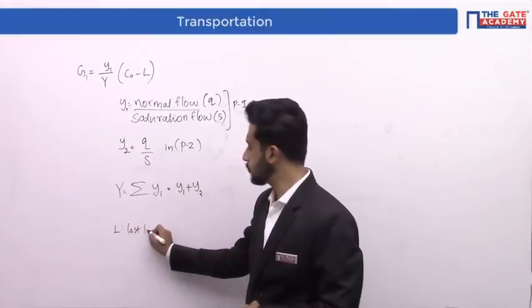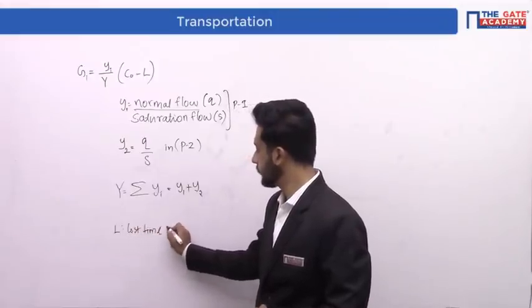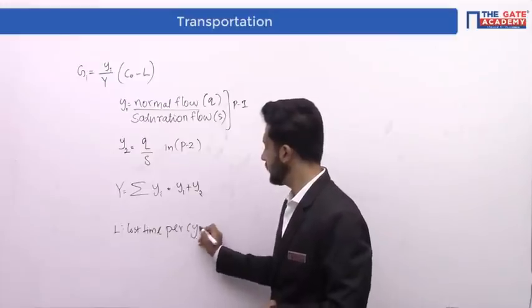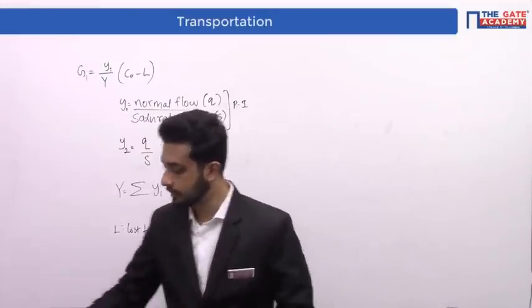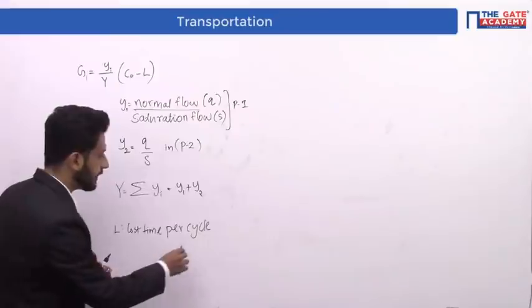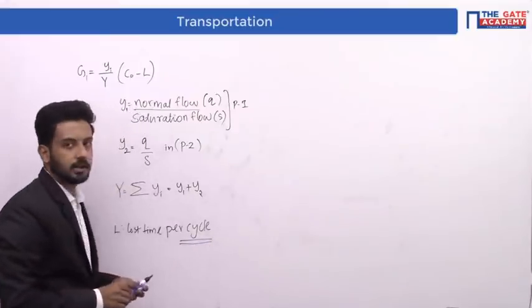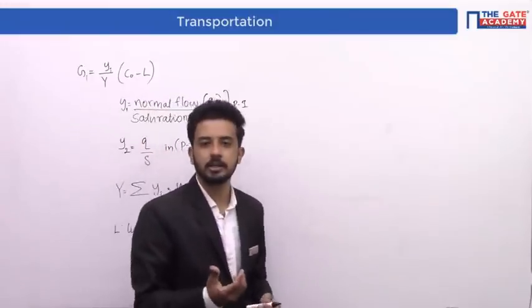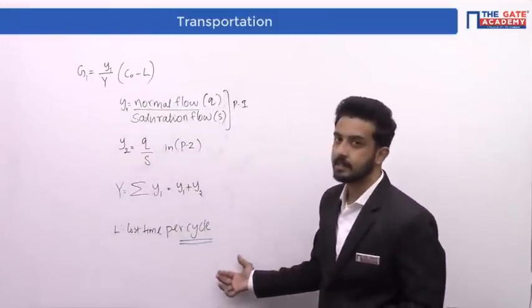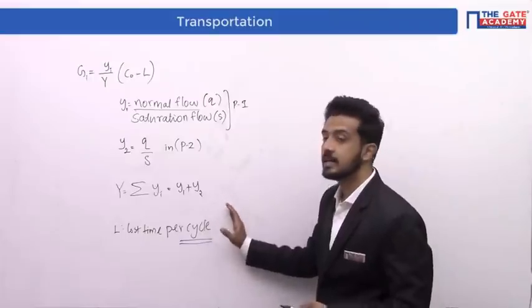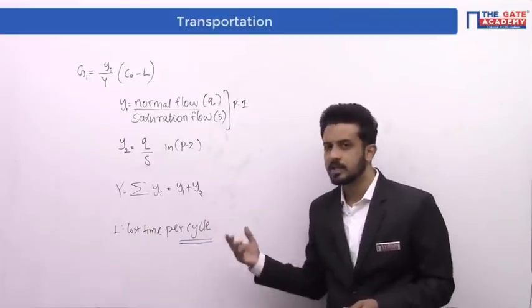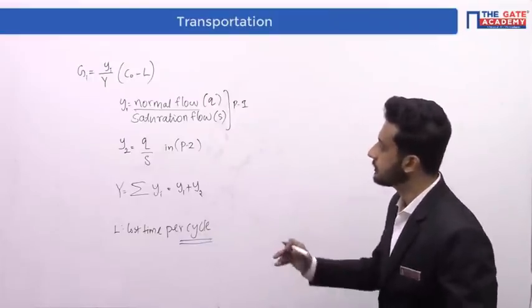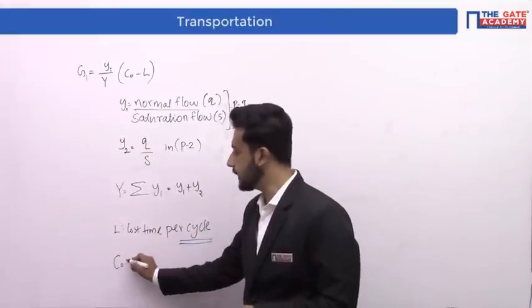Lost time per cycle. See, this is very important. It is the lost time per cycle. So most of the time students may not be noting the definition exactly. It is the lost time per cycle. I will tell you why it is important. Fine. So C0 is the optimum cycle time.